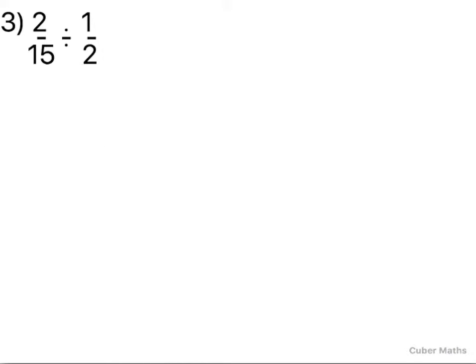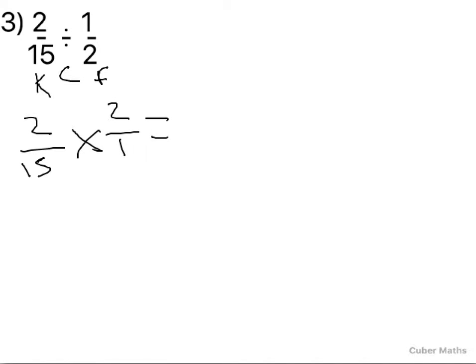Okay, so here we have our third problem, and it says 2/15 divided by a half. Now if we do exactly the same, keep the first one, we're going to have 2/15, change the sign, we're going to have a times, and flip the one, we're going to be left with 2/1. If we times the top numbers, 2 times by 2, we're going to have 4, and 15 times by 1, that's going to leave us with 15. So the answer is 4/15.